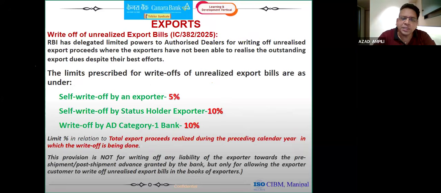Exports. See, the limits prescribed for write-off. Exporters can write off unrealized bills. Don't misunderstand write-off limits. The provision is not for writing off any liability of the exporter towards the pre-shipment or post-shipment advance granted by the bank, but only for allowing the exporter customer to write off unrealized export bills in the books of exporters. So how much can the exporter write off? See, 382 bar 2025, again a new circular, this point came. Self-write-off by exporter is 5%, status holder is 10%, and AD category 1 bank is 10%.